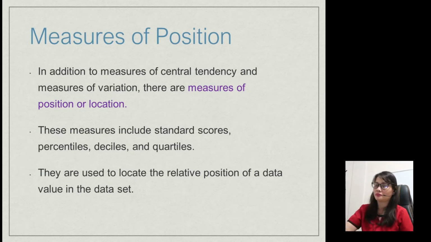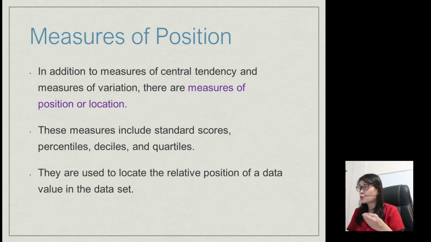In addition to measures of central tendency and measures of variation, there are measures of position or location. This measure includes the standard scores, percentiles, deciles, and quartiles. They are used to locate the relative position of data. Again, what's the concept of measures of position? You are measuring the location or the position of the data in the given data set.